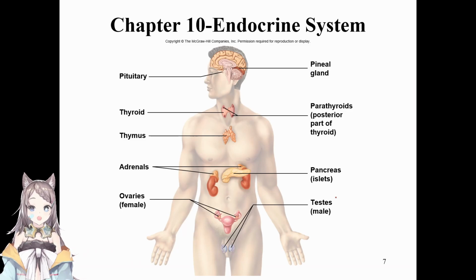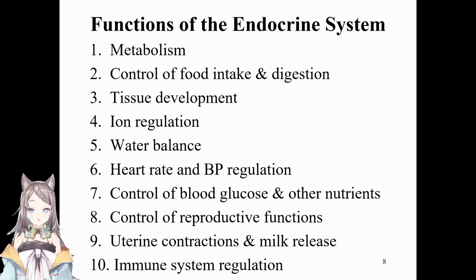Okay, so we have an overview of the different parts of our endocrine system. These are the primary functions of our endocrine system. One is metabolism, two is control of food intake and digestion, three is tissue development, ion regulation, water balance, heart rate and blood pressure regulation, control of blood glucose and other nutrients, control of reproductive functions, uterine contractions and milk release, and immune system regulation.